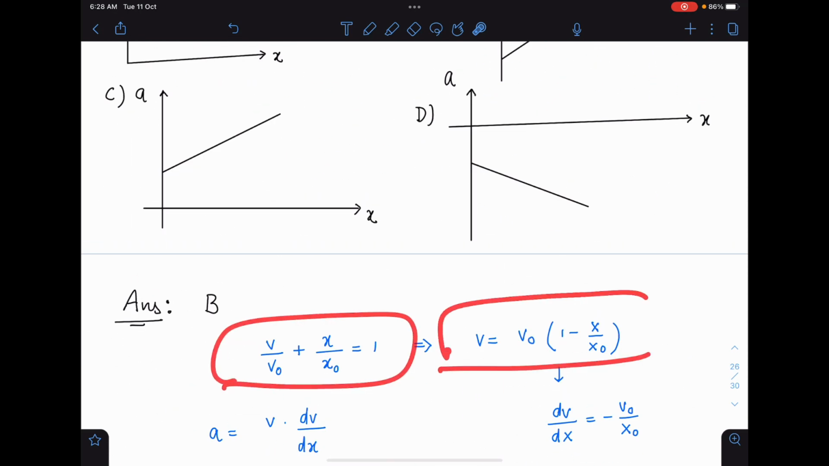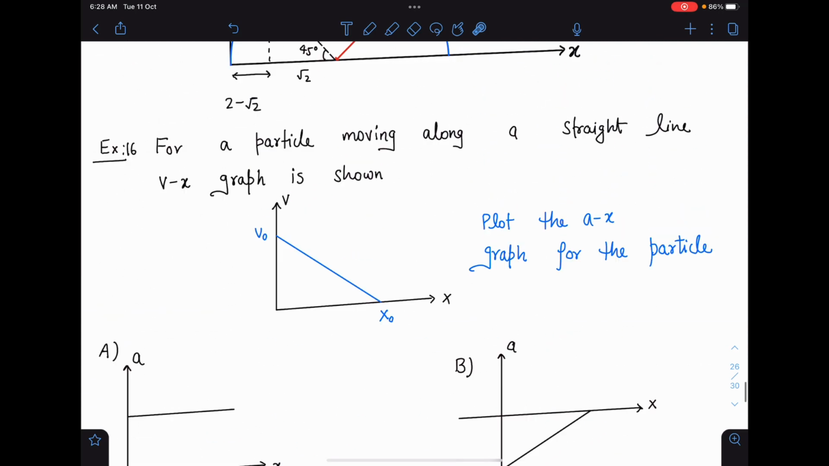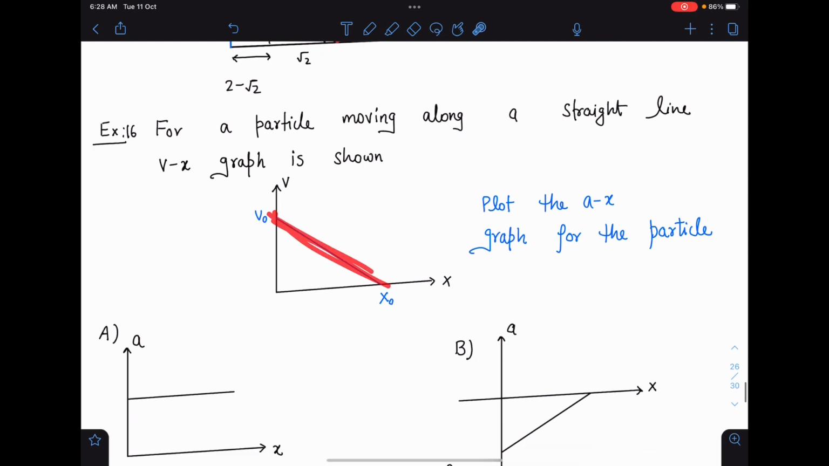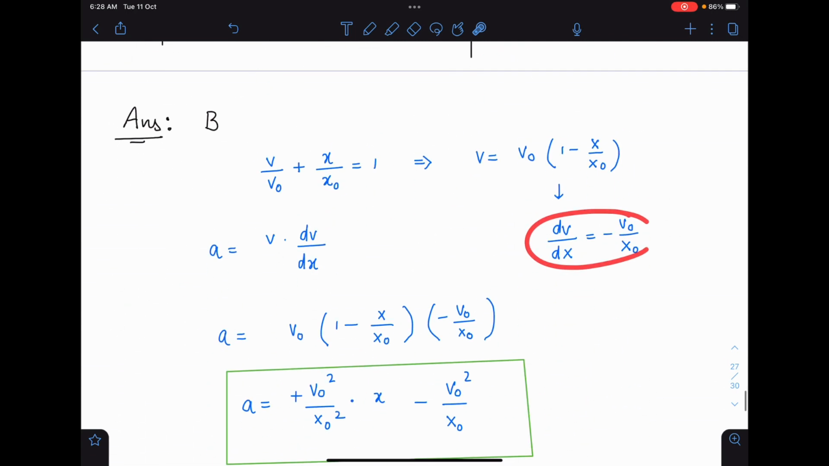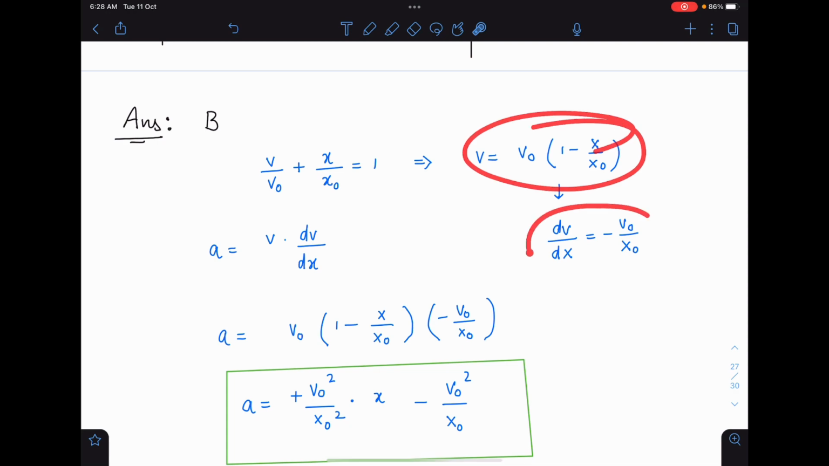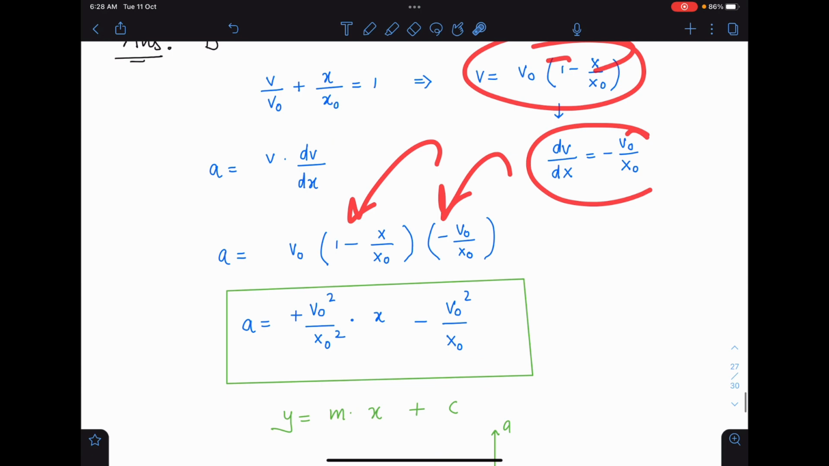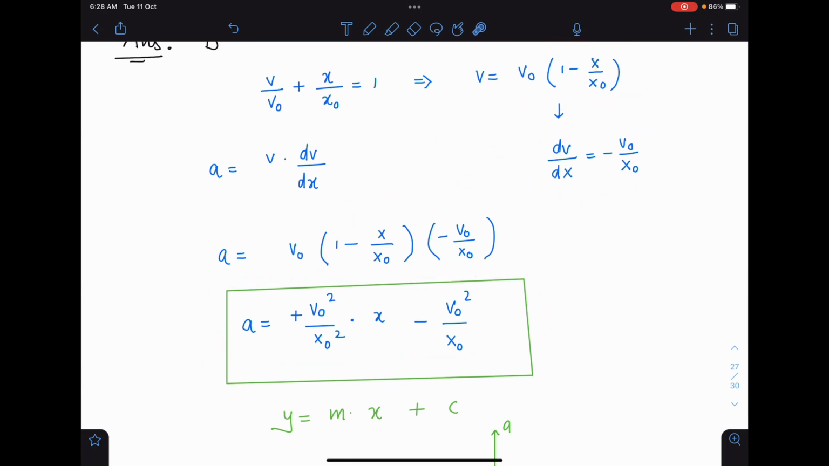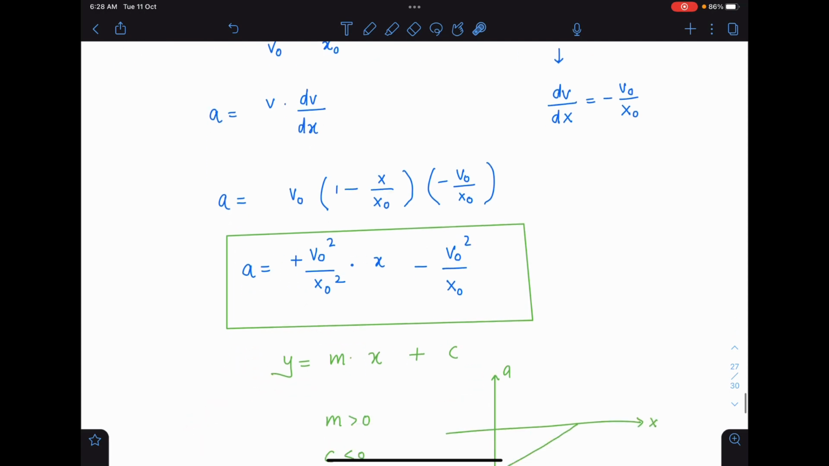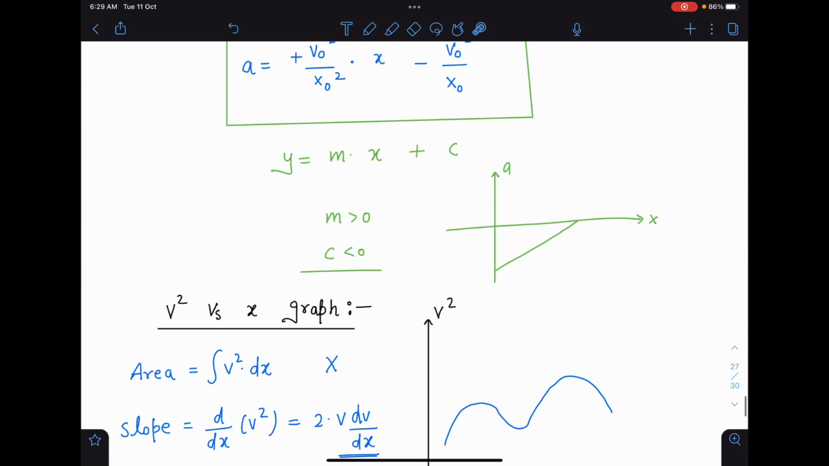So V we know already. Now I can write from here dV by dx is minus V naught by X naught. And after that, I will use the information that acceleration is equal to V into dV by dx. V value I know, dV by dx I know. One by one I will substitute here, and I'll be getting A is equal to plus V naught square by X naught square into X minus V naught square by X naught. So this is in the line of y equal to mx plus c. So this is the graph here. Easy, right?